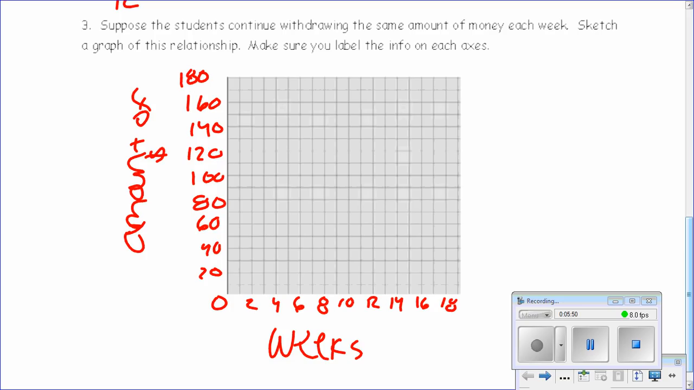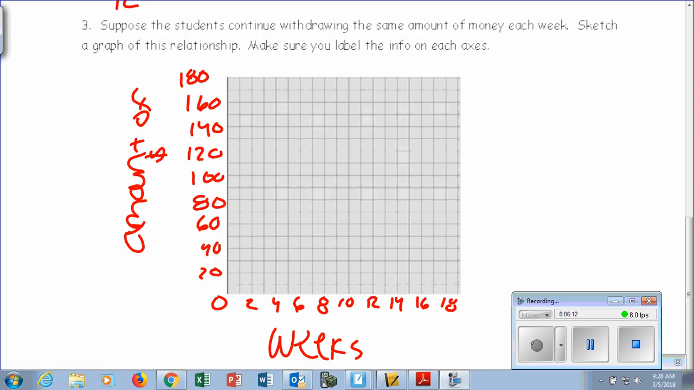Now I have to plot my points. Well, I can plot some of them because weeks 0 through 5, they already told us. After week 5, I'm going to have to do some calculating. I'll give you guys about a minute to get this part of your graph set up. Okay, everyone should have their table labeled like I did in the red. We're going to go on to plot it now.